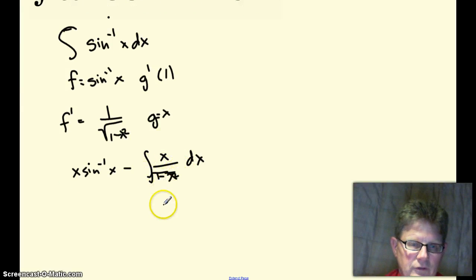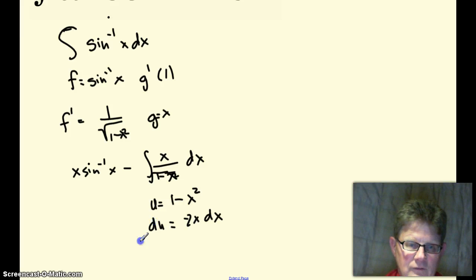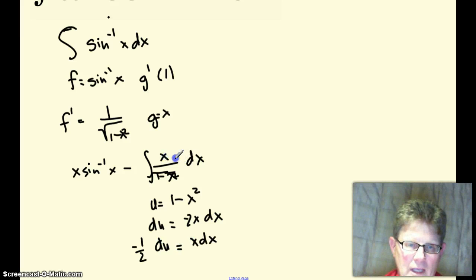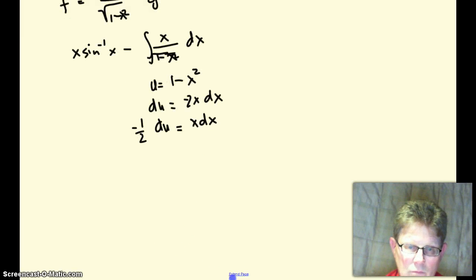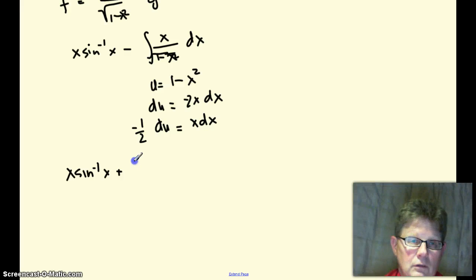Now let's try to do this by substitution. U equals 1 minus x squared. Du equals negative 2x dx. Negative 1/2 du equals x dx. Here's my x dx. We're going to replace that with a du. So x sine inverse of x minus, actually that would be plus, the integral, 1/2 the integral, of 1 over u to the 1/2 du.